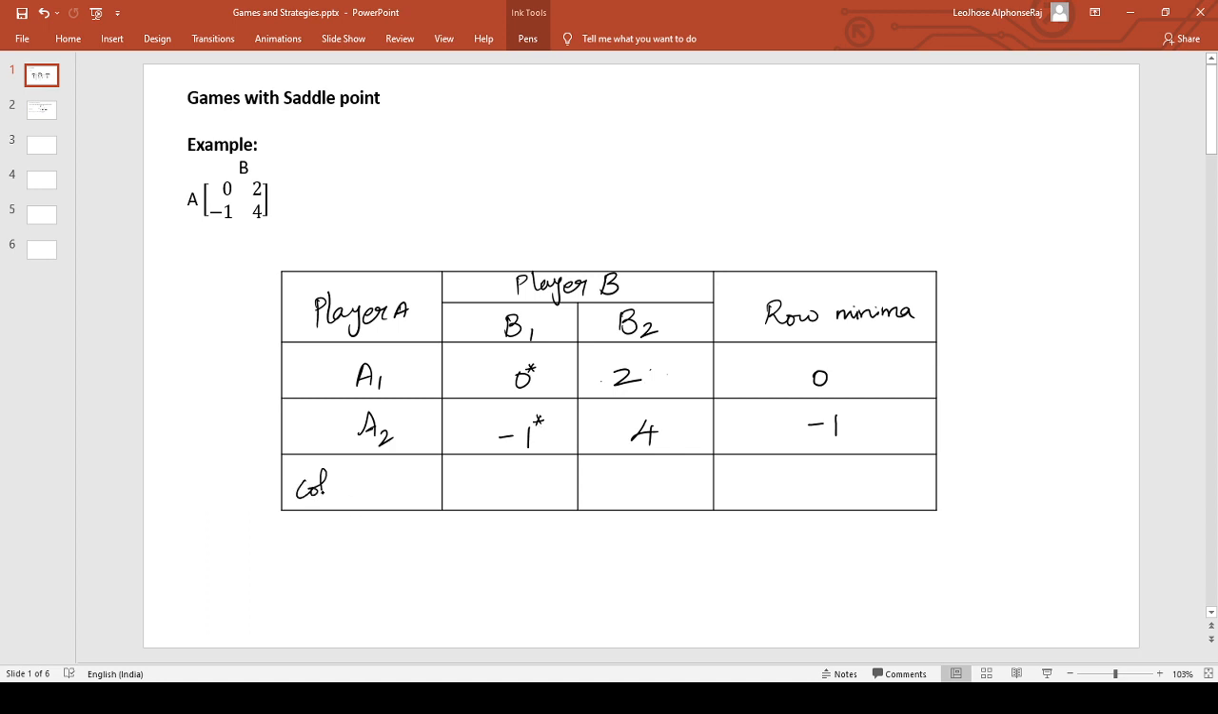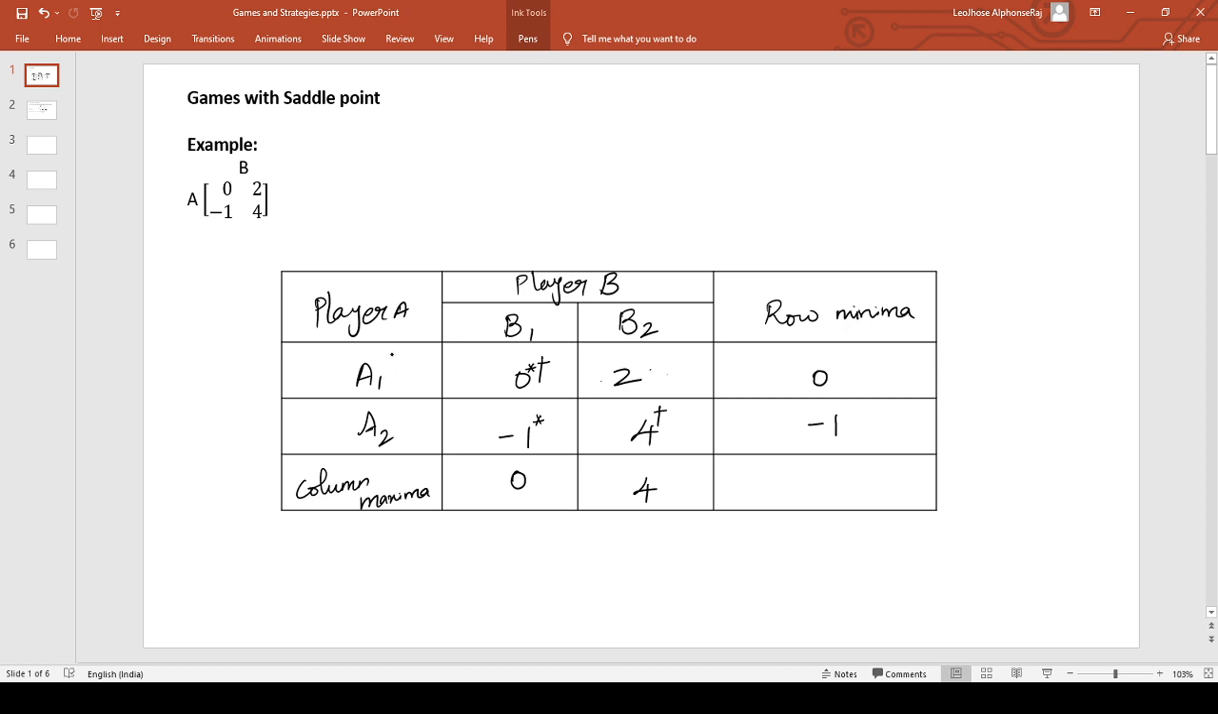Along the column, you are going to identify the maximum element. So here we identify the column maxima. Among these two elements, the maximum element here is 0, and after identifying, write down the column maximum element and denote it with the plus sign. Among these two, the column maximum element is 4. After identifying, denote it with the plus sign. So wherever the asterisk and plus symbol meet, that is going to be the saddle point.